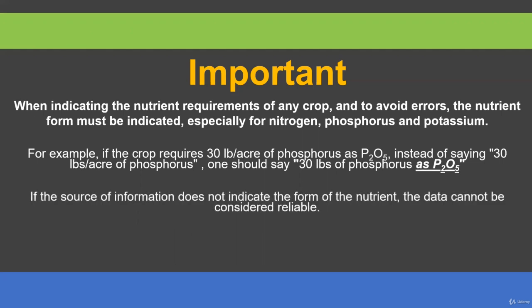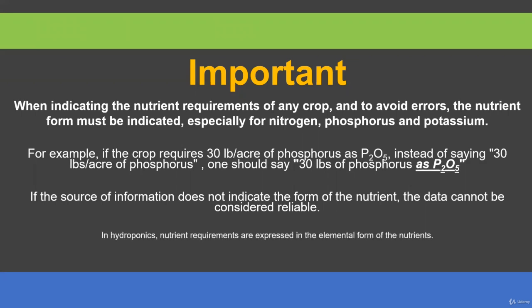So if the source of information does not indicate the form of the nutrient, then we cannot consider this information reliable, because we don't know. There is a difference. For instance, the conversion factor between elemental phosphorus P to P2O5 is 2.29. Okay, this is a big difference. All right.